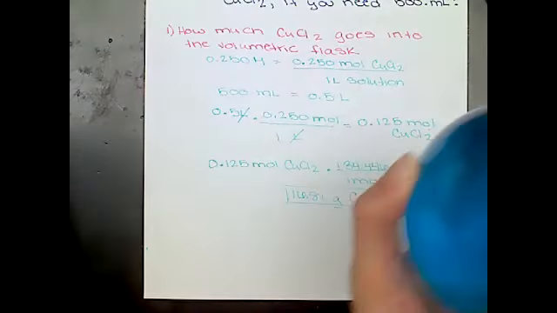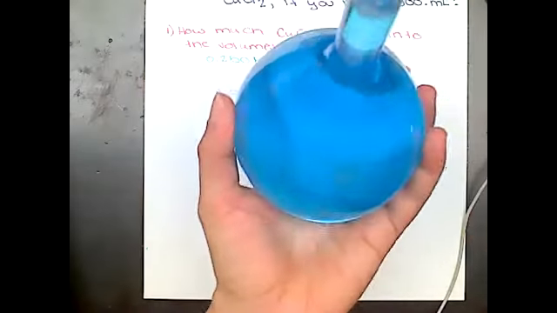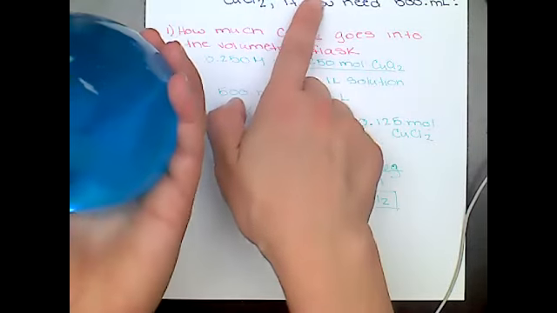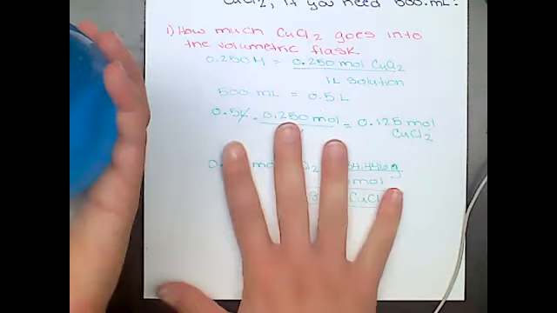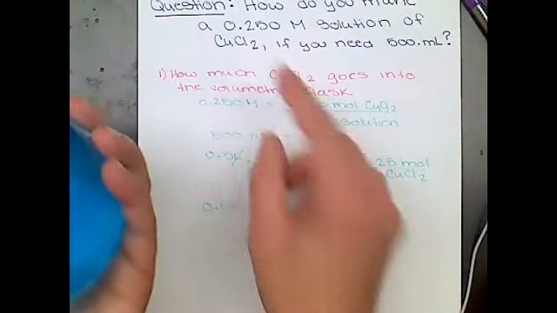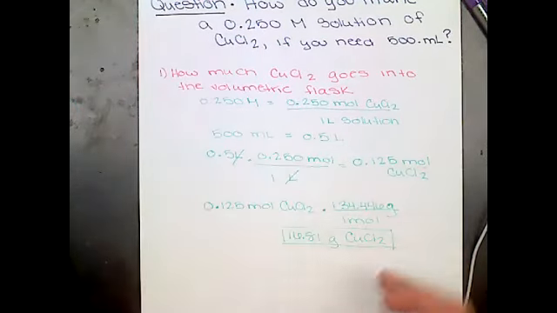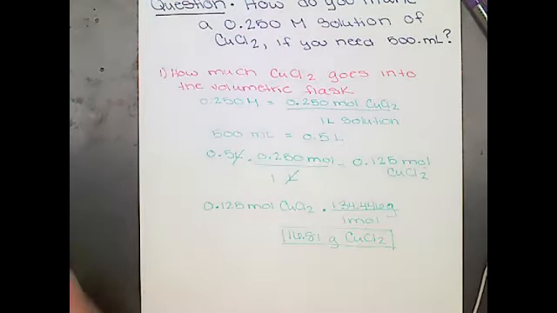Okay. And so that is how you make your solution. So now what I have right here in this beaker is my 0.25 molar solution of copper 2 chloride. So my 0.25 molar solution of copper 2 chloride. So let's go ahead and finish writing down our steps since I kind of stopped right after we did the math. And let's write down our steps for doing this problem.